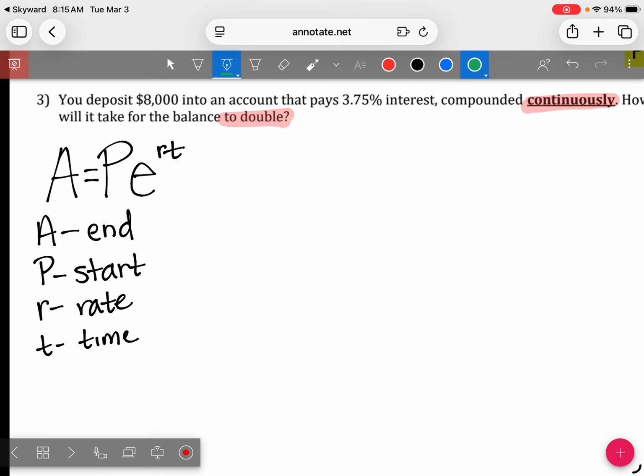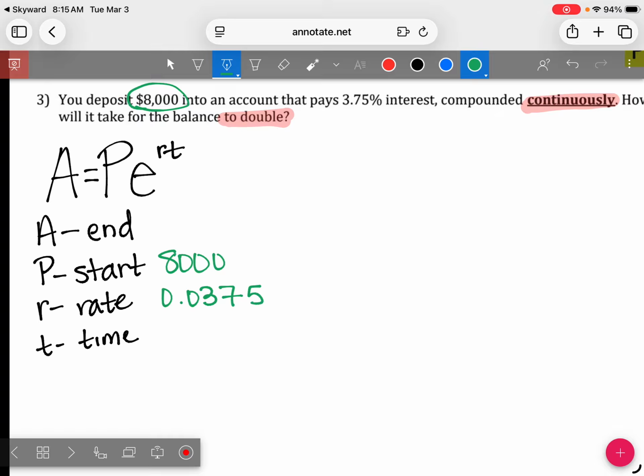Okay, what is that $8,000 going to be? Which one of the variables? P. Okay, so 8,000 is P. Into an account that pays 3.75% interest. When we convert that, what does it become? Is it 0.375 or 0.0375? 0.0375.